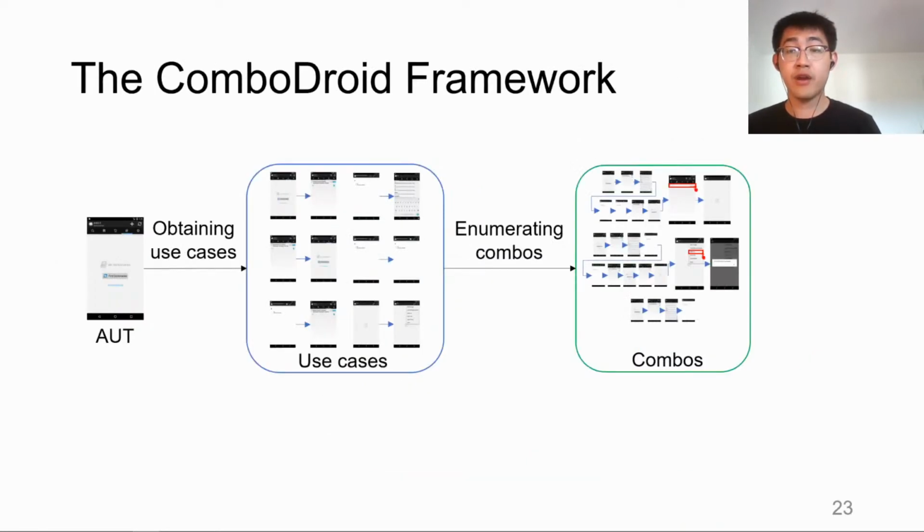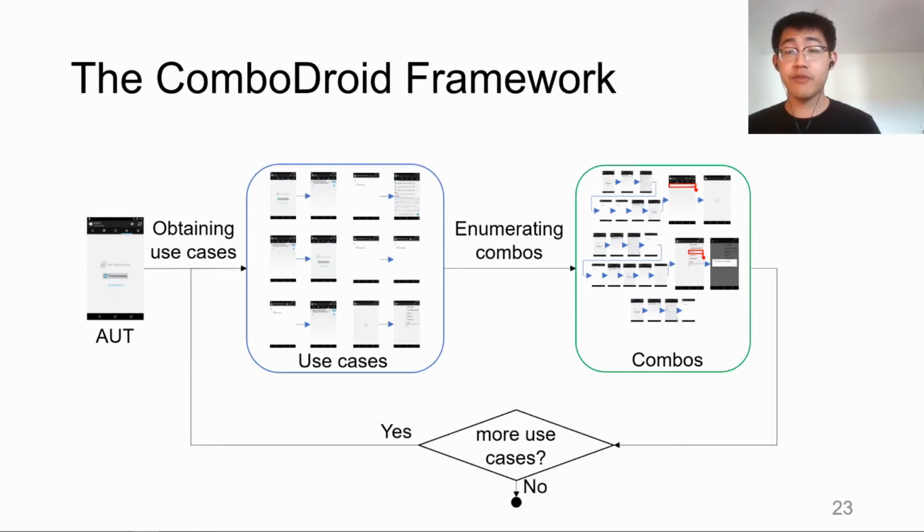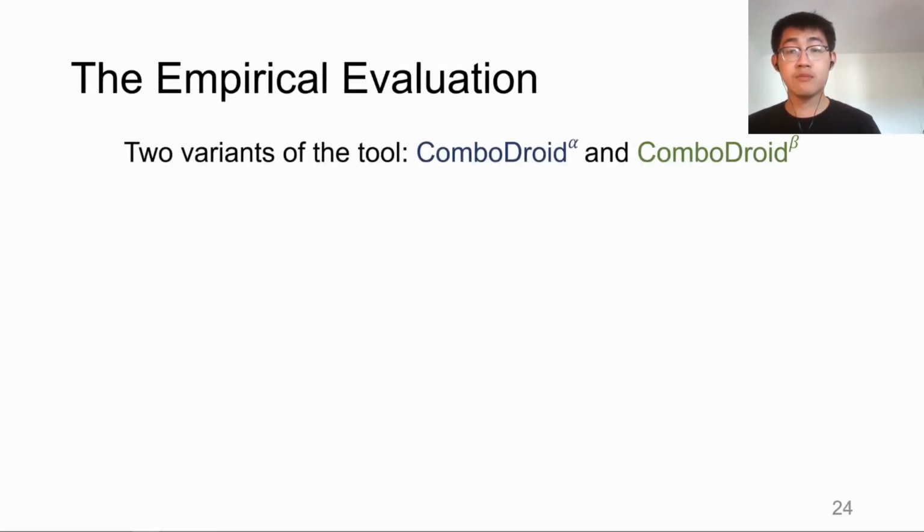Sometimes exercising a new behavior of the app can lead to a previously unexplored state, and the functionalities concerning this state have no use cases to manifest. In this case, we return to the first phase, obtaining new use cases concerning this state, and then proceed to continue enumerating combos. We have conducted thorough empirical evaluation of ComboDroid.